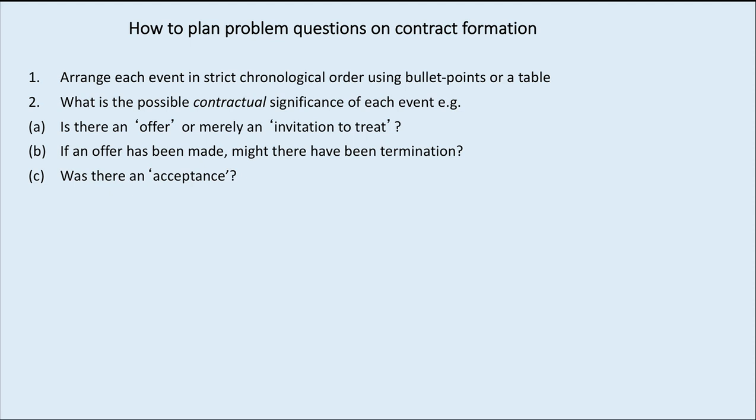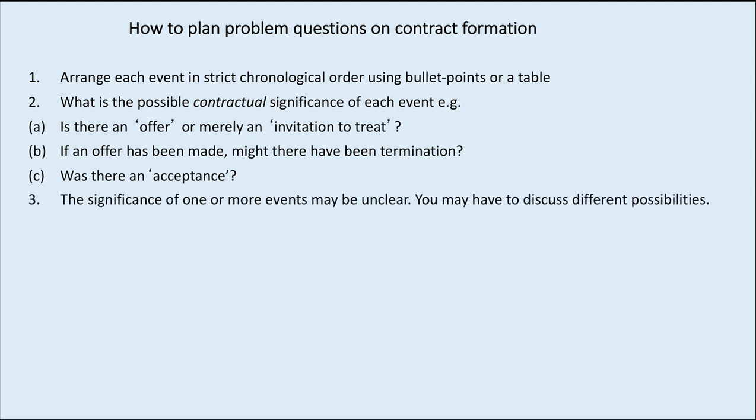Just one point to bear in mind here, you may find that the facts of a problem question have been kept deliberately ambiguous, or the examiner or the person who wrote the question may have deliberately withheld a vital or key piece of information, so that you can't be sure of the contractual significance of one or more events. If that's the case, you may be in a position where you have to discuss different possibilities. Okay, more on that a bit later.